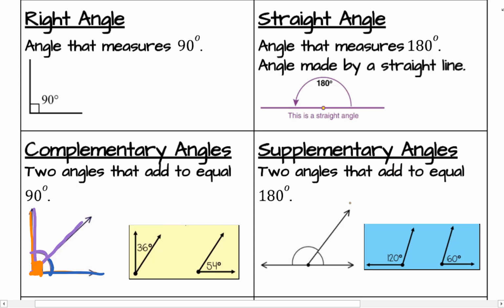Supplementary angles are two angles that add to equal 180 degrees. We have this smaller blue angle and this larger purple angle. The blue angle and the purple angle are supplementary. They add to get 180 degrees. Another example of supplementary could be here. As long as the sum of the two angles is 180 degrees, they can be connected or they could be separate. But if the sum of two angles is 180 degrees, then they are supplementary angles.